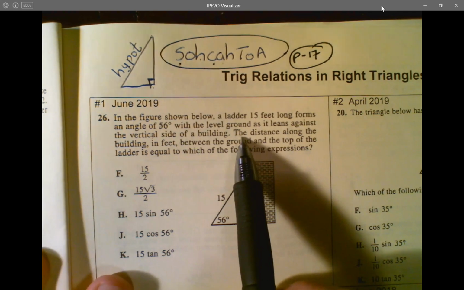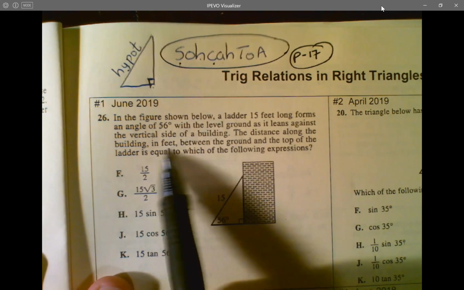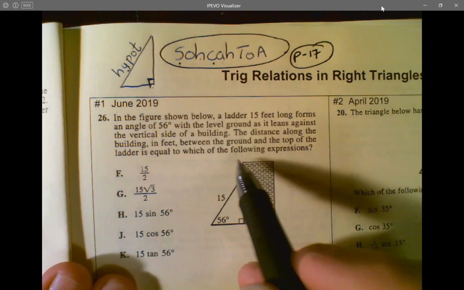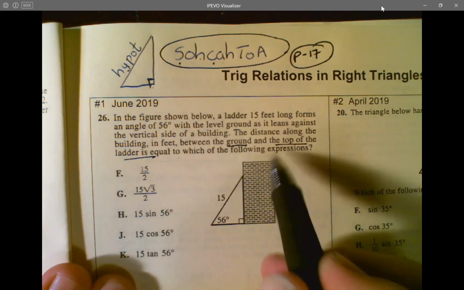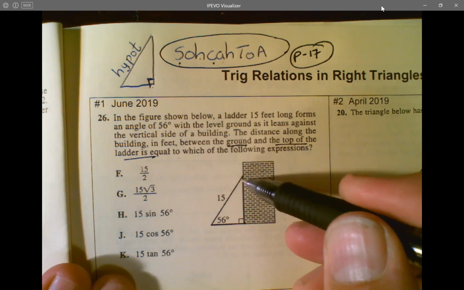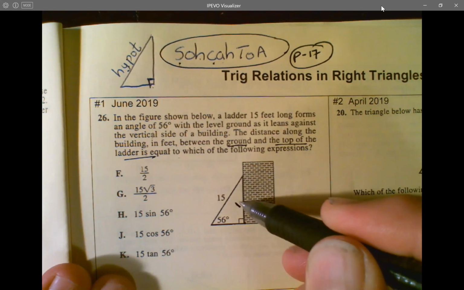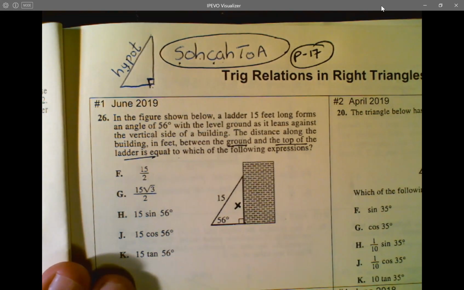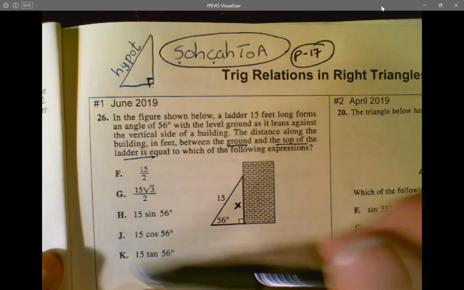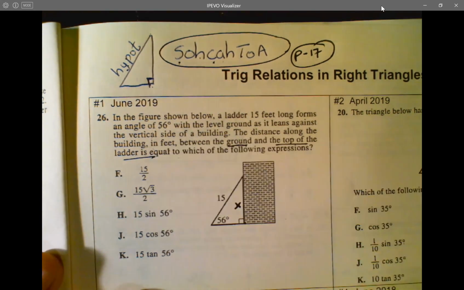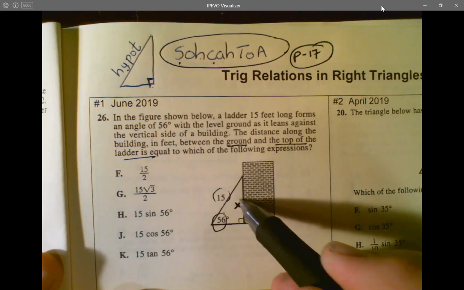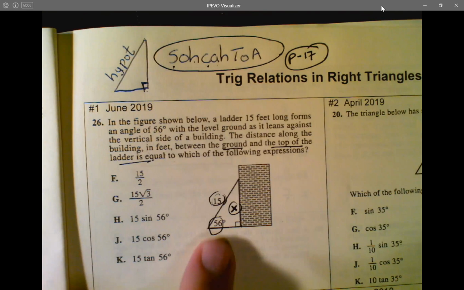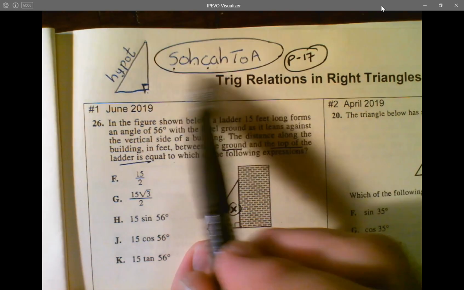We're told the distance along the building in feet between the ground and the top of the ladder is equal to which of the following? So from the ground to the top of the ladder, this is X. So they want us to figure out what X is. And if I glance at the answers, I see some trigonometry and some weird answers, but it's using this information. So what I do is I start with my angle and I start with SOHCAHTOA.